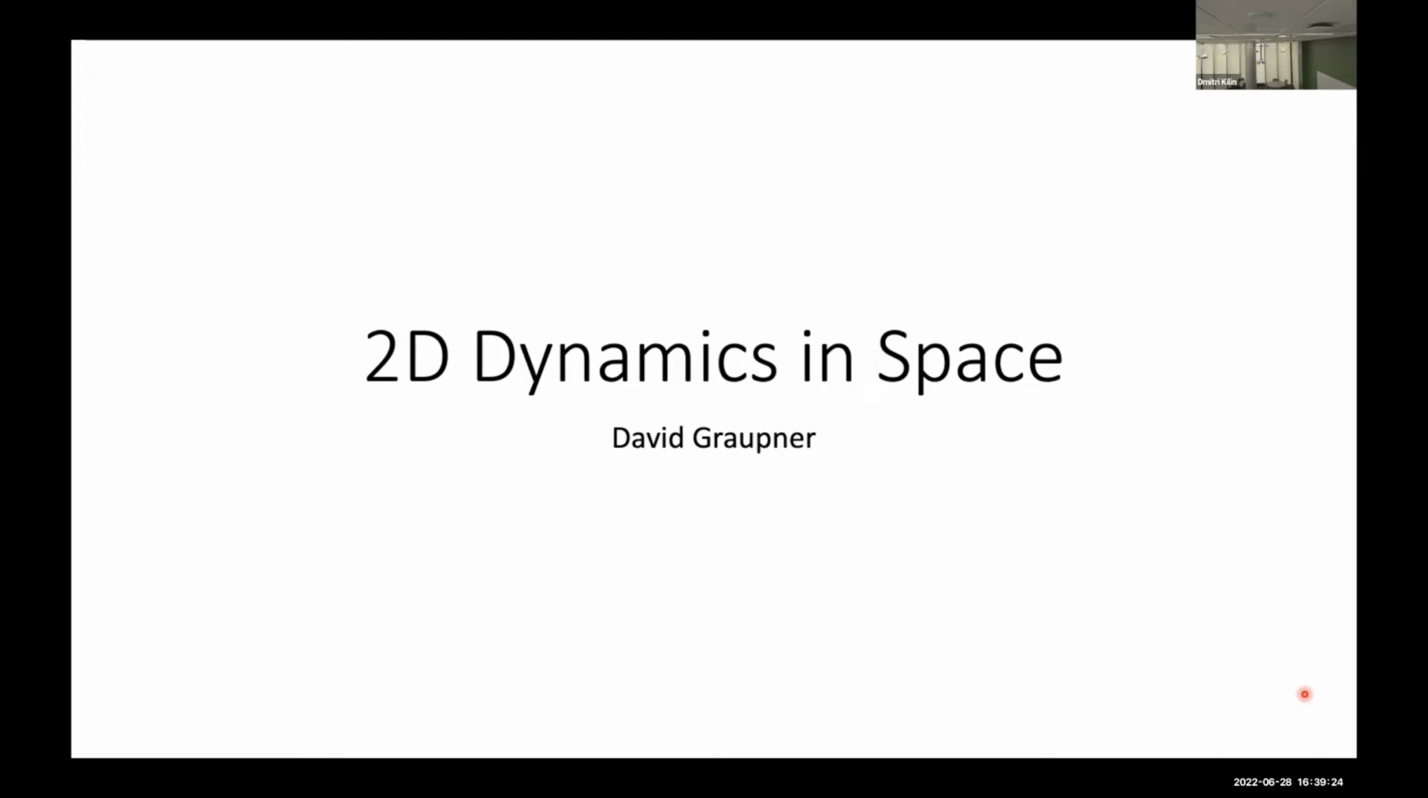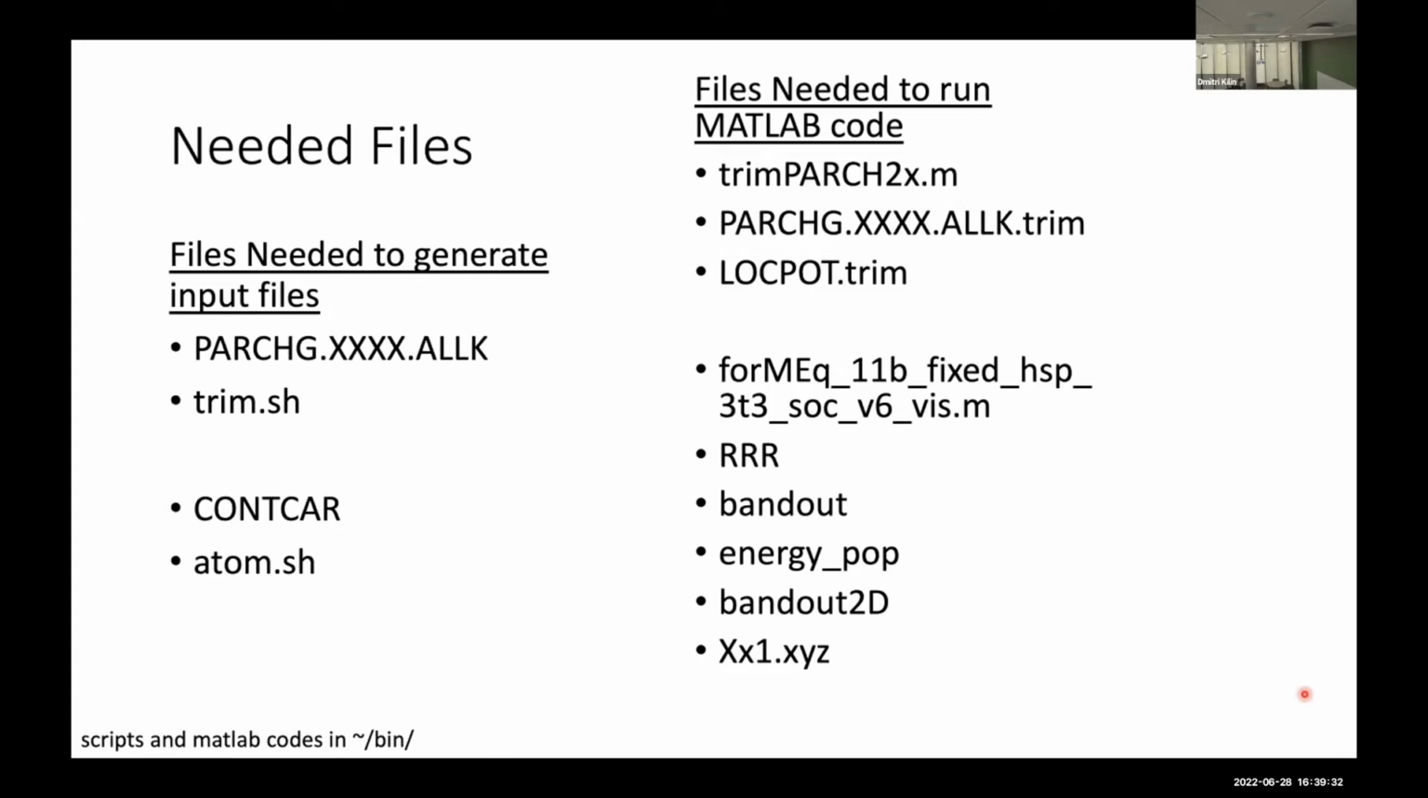Okay, let's go ahead. So we are looking at generating 2D dynamics in space. To begin with, we need our input files. All these files on the right here are the input files we need for the MATLAB code. And then we have a few different files we need to generate them. So we need part charge files and the trim.sh code. And that code generates the part charge.trim files and the lockpot.trim file.